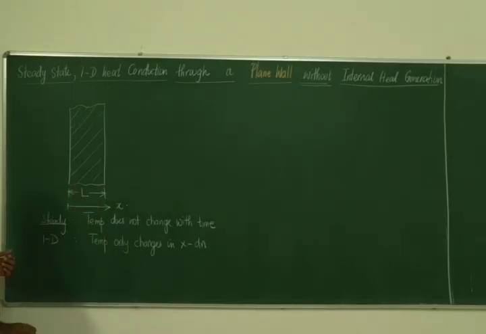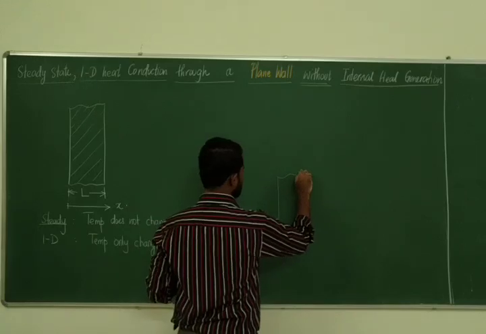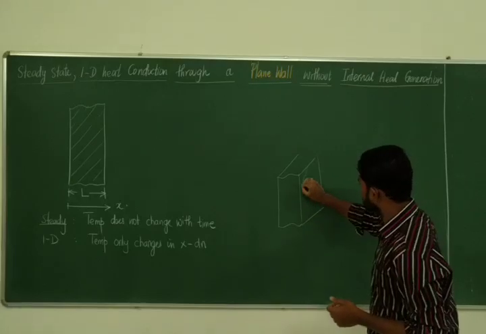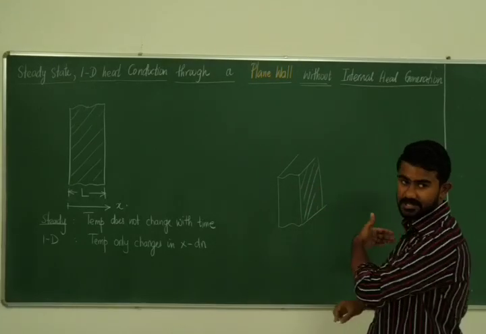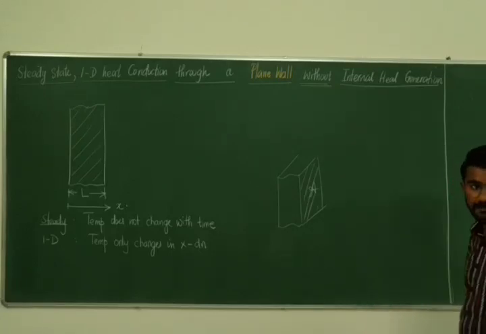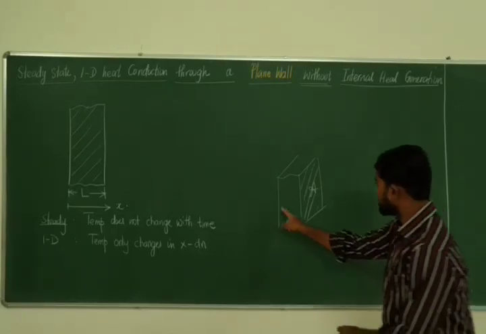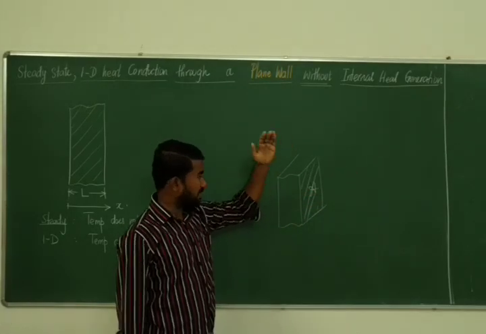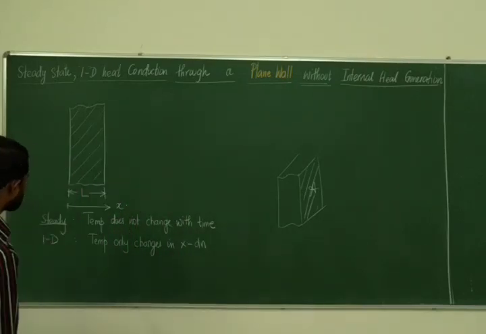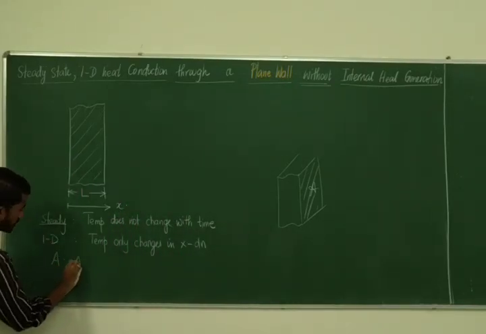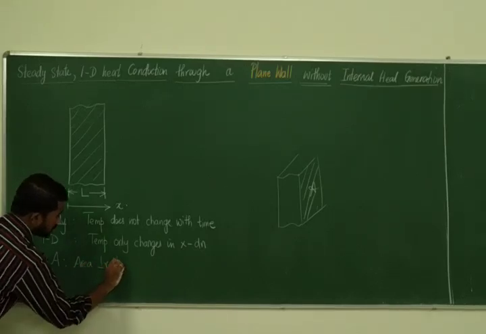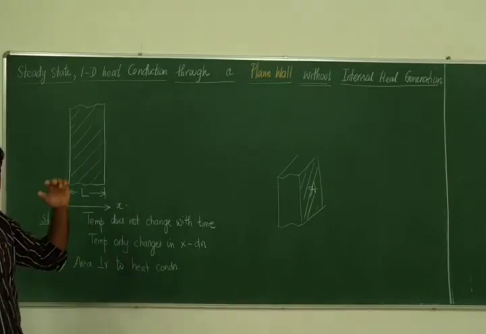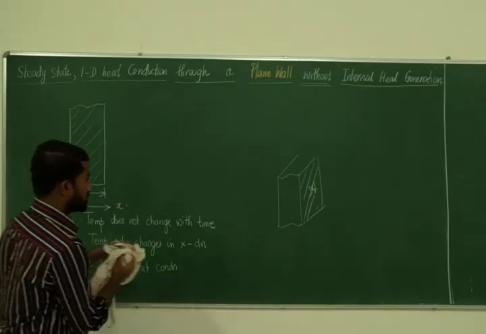And then the area of this wall. What is the area? You can see this in the side. You can only see the area in the side. This area is perpendicular to the x direction. This area I am going to call A. Is that clear? It is not this area, please remember. The side area perpendicular to the heat conduction, that area is going to be A. So A is the area perpendicular to the heat conduction, that is in the x direction.